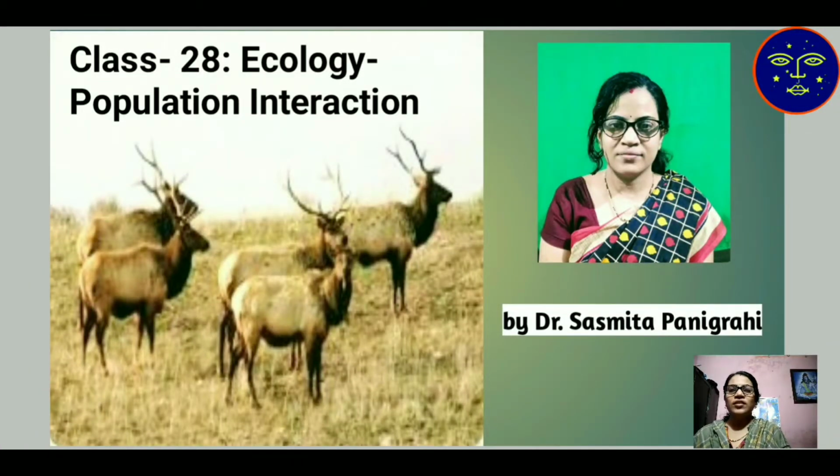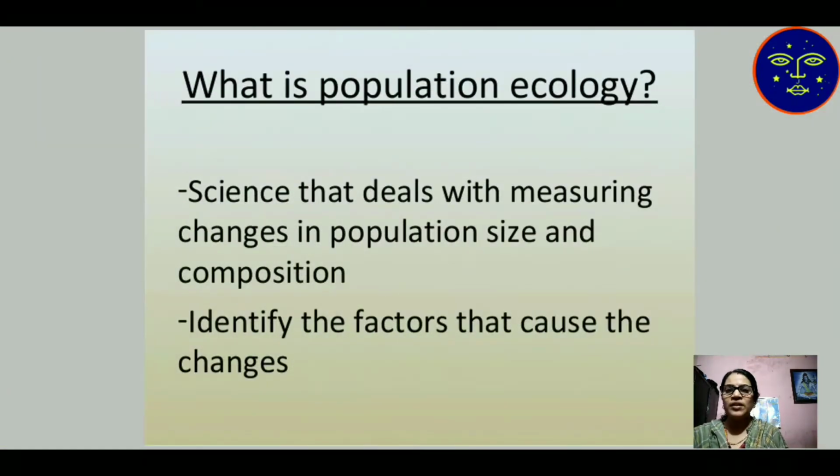Hello students, today we will discuss one more botany topic, ecology. Ecology class 3, in which we study the population interaction. What is population ecology? At first we discuss what is population ecology. It is the science that deals with measuring changes in population size and composition. That means the increase and decrease in population mass is known as population ecology.